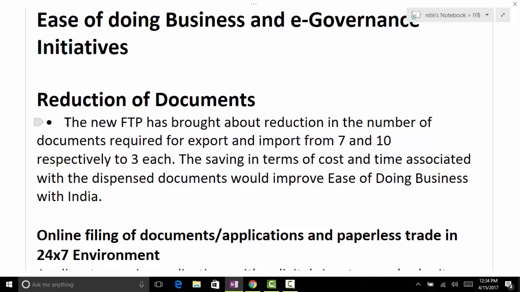So one more thing that has been done in this portal: if you are a particular service or manufacturing industry, you just type what category you follow, and then that portal will give you information on what documents you need and what you will have to file. So it shows how user friendly we are trying to make this trade system under this foreign trade policy.